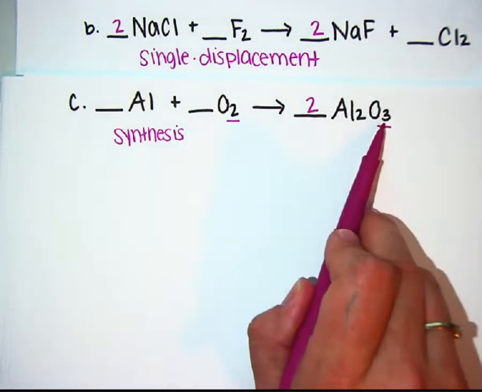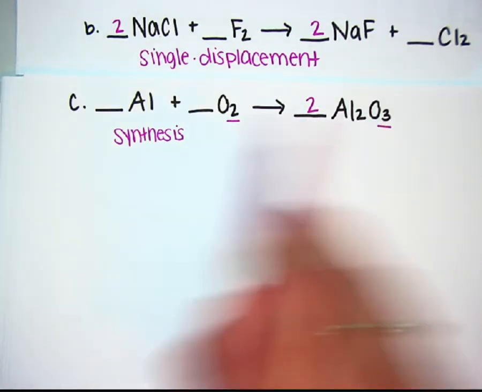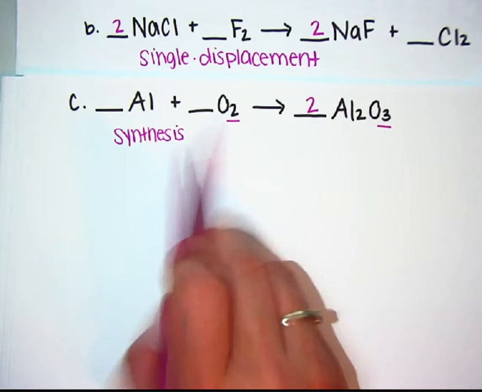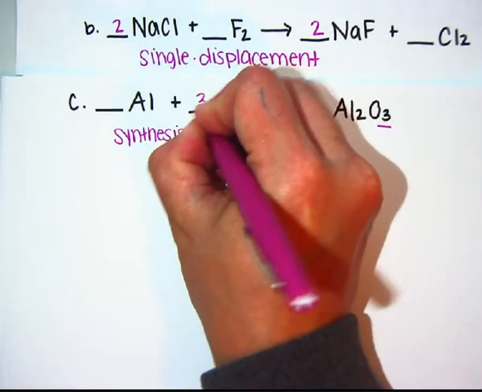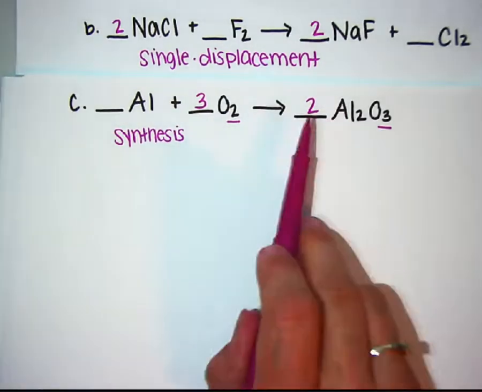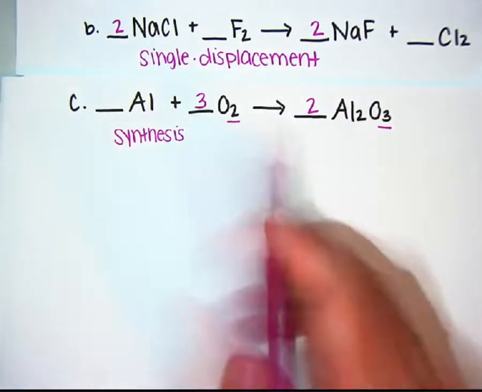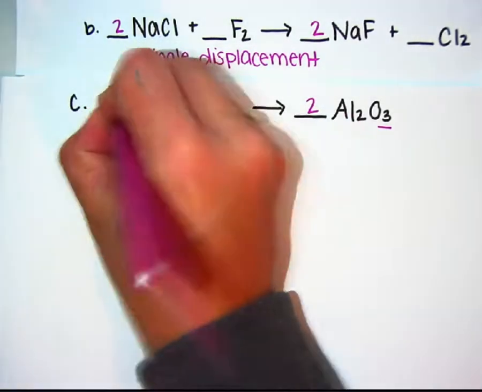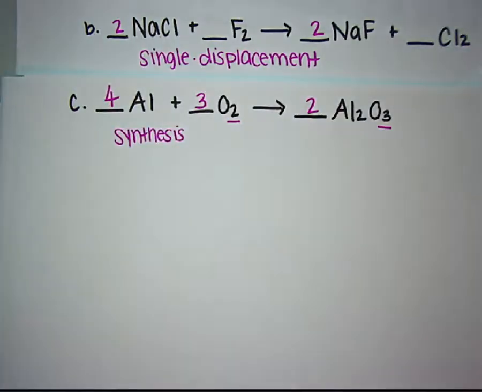2 times 3 gives me 6 oxygens. So over here I need 6 oxygens. I can add a coefficient of 3. 3 times 2 is 6. 2 times 2 would be 4 aluminums. So I can add a coefficient of 4 for aluminum.